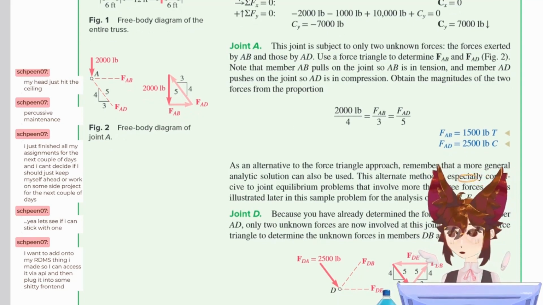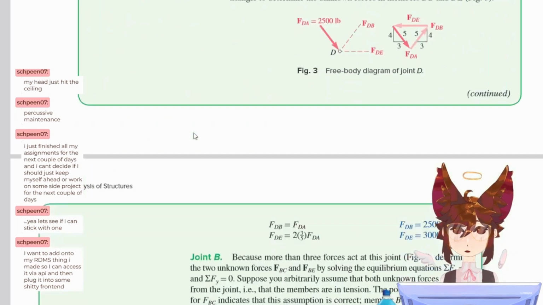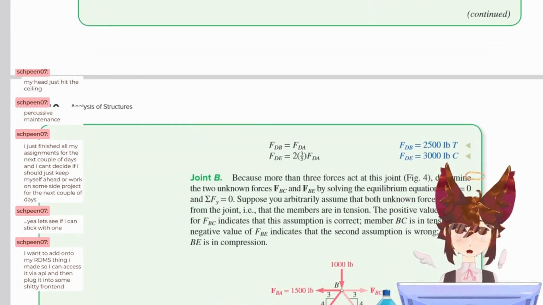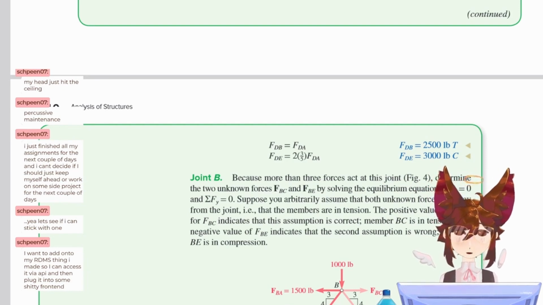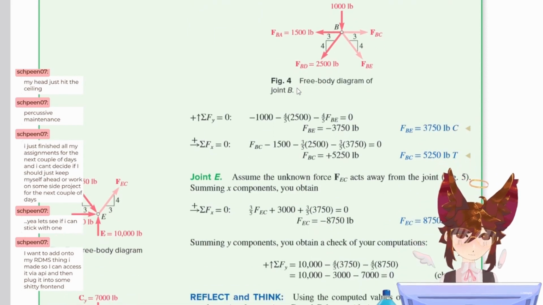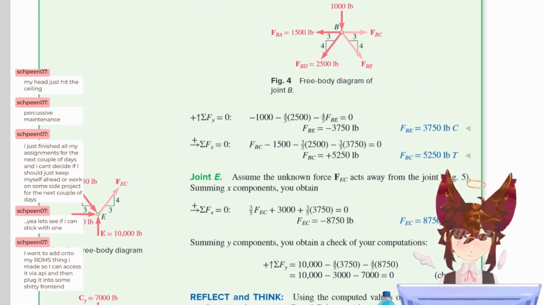See, FAB is 1500. Yes. FAD is 2500. Yes. We stay winning. Those are correct. FDB is 2500. I did not get that. And FDE is 3000. Also not what I got. They're probably gonna be wrong from here on out then. EB is, yeah, no, it's so over.